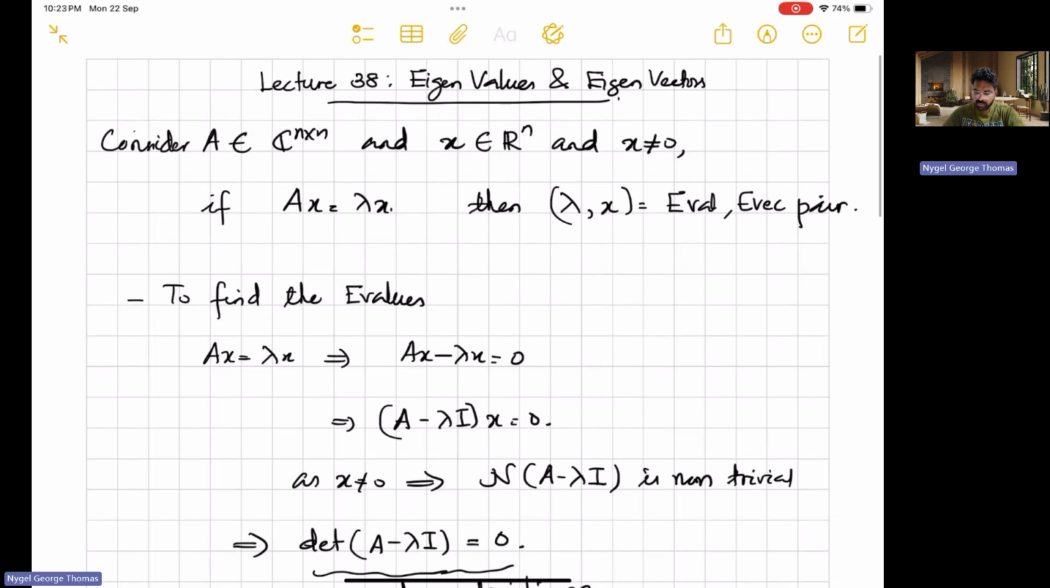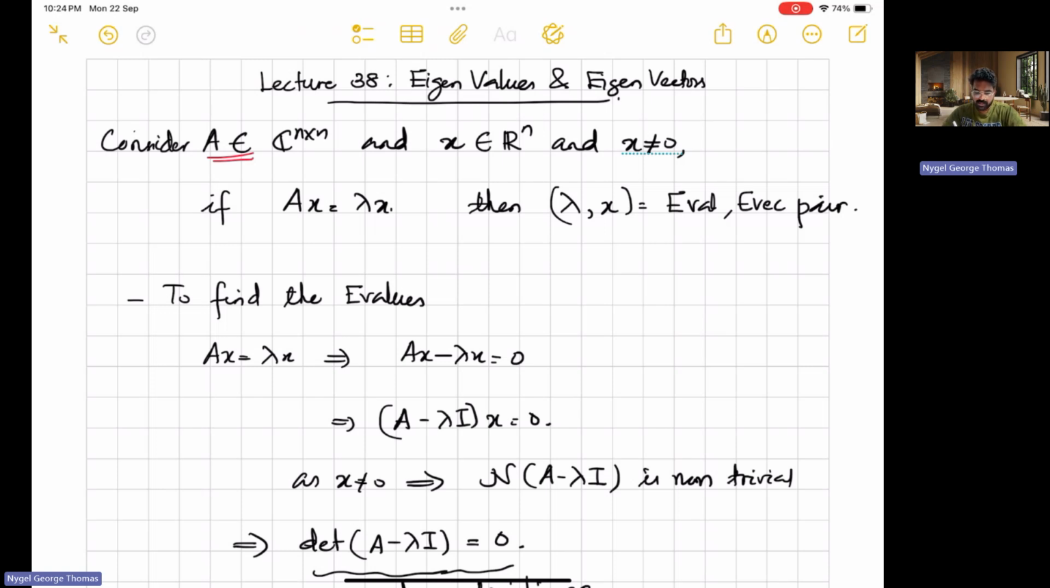Now let's look at a very important topic in matrix theory, which is called eigenvalues and eigenvectors. Let's start with the definition. Let A be a C(n cross n) matrix. One thing to note is that eigenvalues are defined for square matrices. The field of the matrix doesn't matter; it can be real or complex.